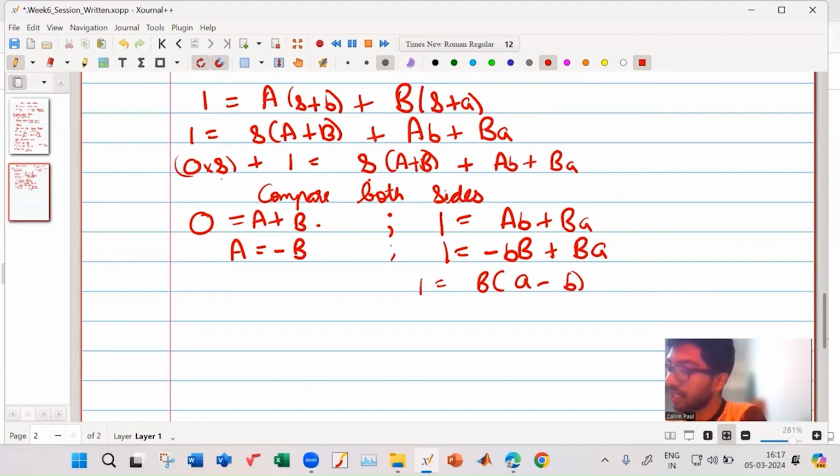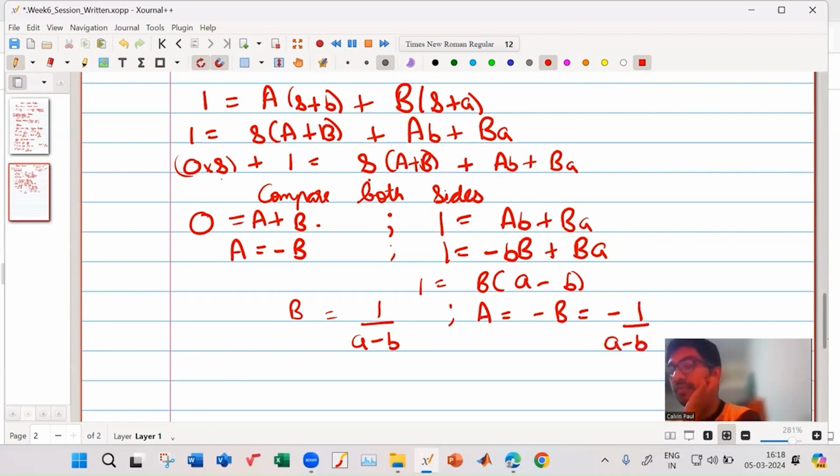So we can write further that B is equal to 1 upon A minus B, and A is equal to minus 1 upon A minus B. So these are the steps for me to find the partial fraction.